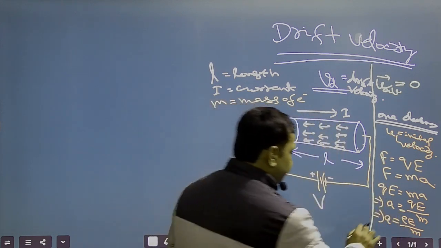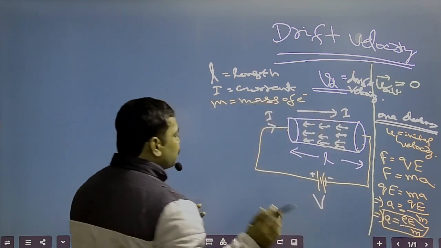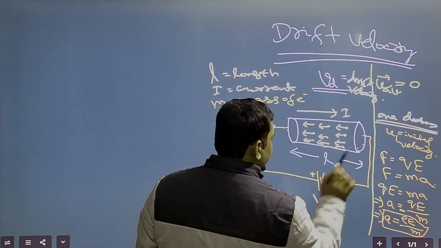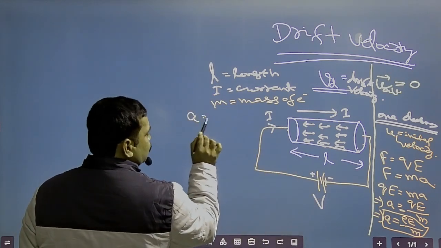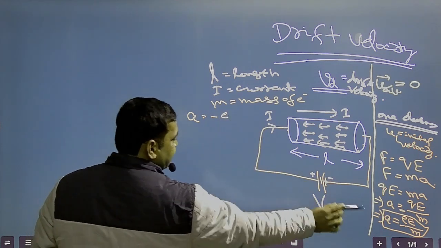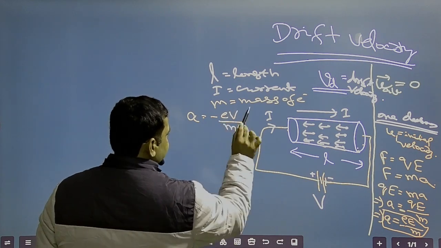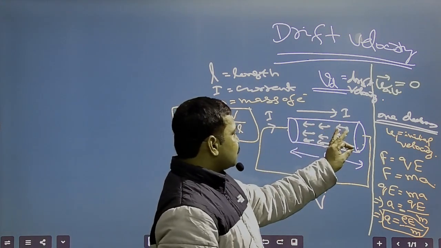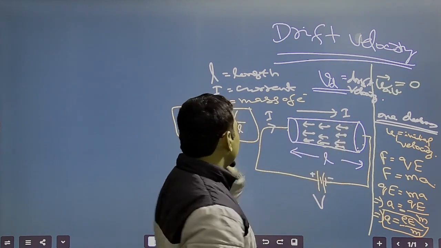Again, you know that E is equal to the potential gradient. The potential difference is V and the length of the conductor is L. So here the acceleration a will be equal to minus e, and in place of capital E, the electric field, we can write the potential gradient, V upon L. So this is the acceleration with which each electron will drift from negative to positive.